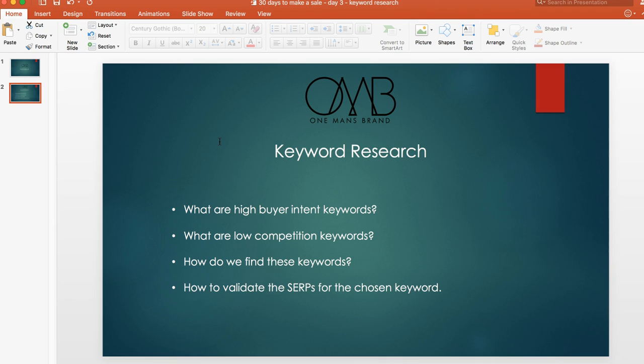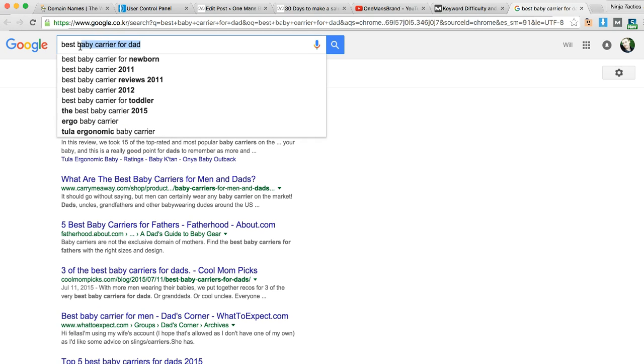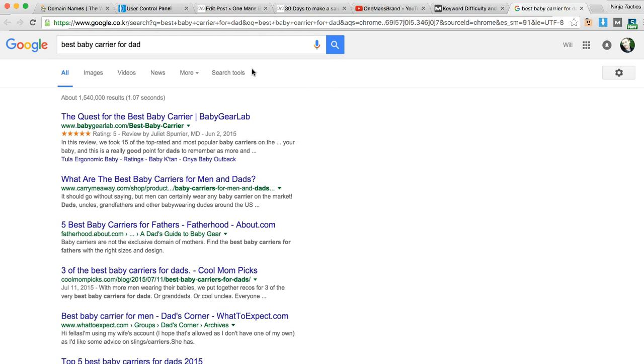So first, what is a high buyer intent keyword? What I mean by this is, there's obviously millions of queries out there, but a high buyer intent keyword is one which a consumer is already in the process of doing product research and looking to purchase a product. So if we go over to Chrome now, and we look at this, for example, best baby carrier for dad. This is going to be the example that we use throughout this video.